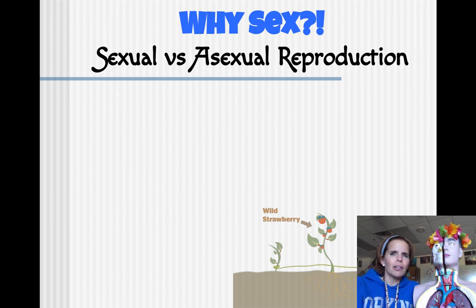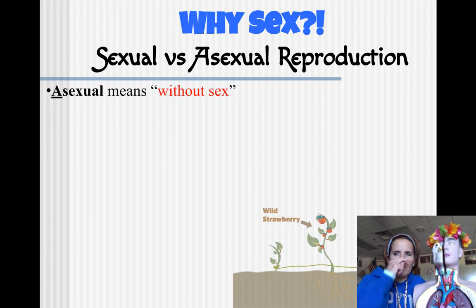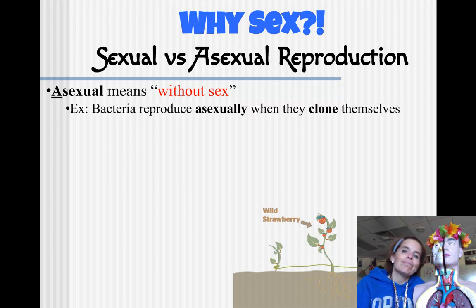So why does it matter? Why do we care about all this genetic recombination? Why is sexual reproduction advantageous? Well, we're going to talk about that. Asexual reproduction, the prefix a means without. So asexual reproduction means to reproduce without having sex. What? Who reproduces without having sex? Bacteria do. Bacteria are able to just clone themselves. They split in half. The two babies that come out, so to speak, are identical to the original parent. So they're cloning themselves. That's asexual reproduction.